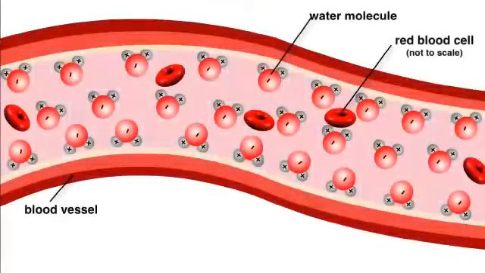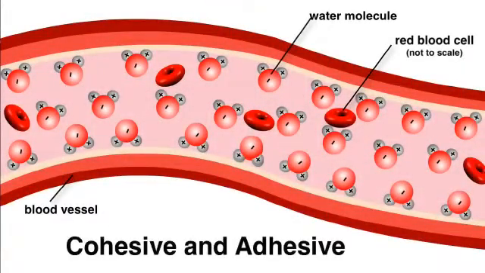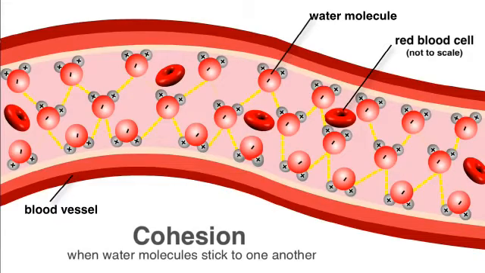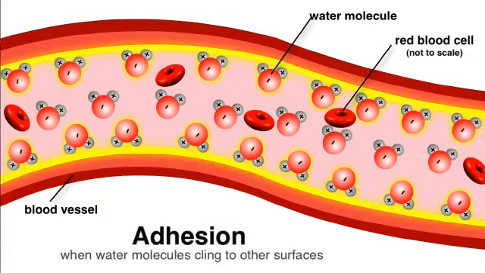Water molecules are also cohesive and adhesive. The hydrogen bonds in water cause water molecules to stick together, a property known as cohesion. Polar bonds also give molecules an adhesive property, or the ability to cling to other polar surfaces.